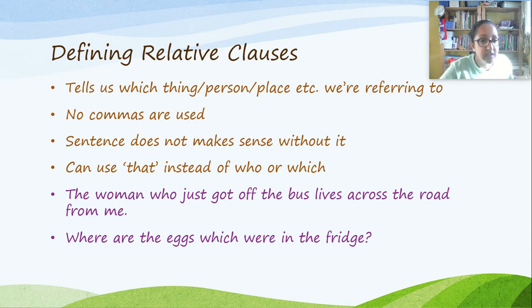So not the ones in the cupboard, not the ones in the shopping bag, but the ones in the fridge, those specific ones. Okay? If we just say, where are the eggs, it could mean any eggs in general. And especially if we've got lots of eggs in the house, or in the restaurant kitchen, for example, it's not clear which ones we're referring to if we don't have the defining relative clause. Again, we can use that instead of which. So we can say, where are the eggs that were in the fridge?